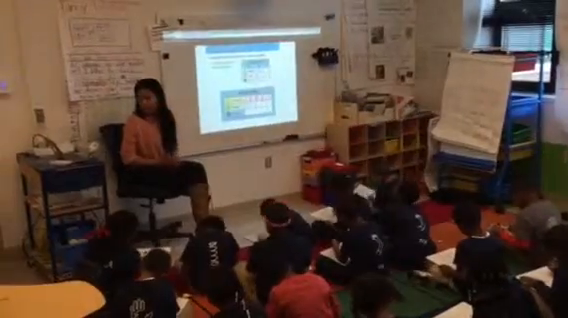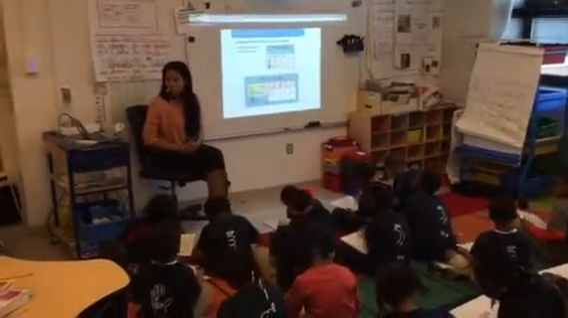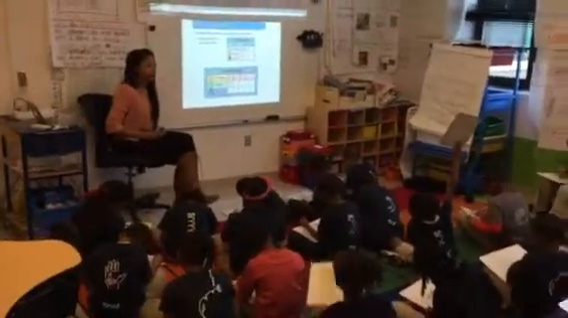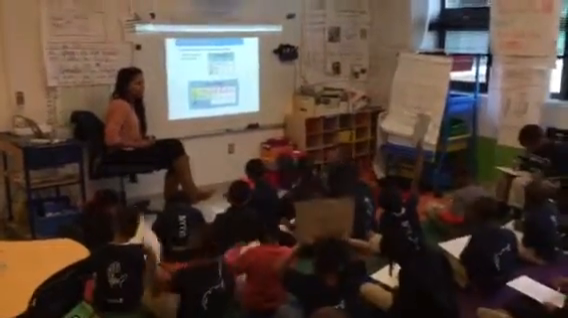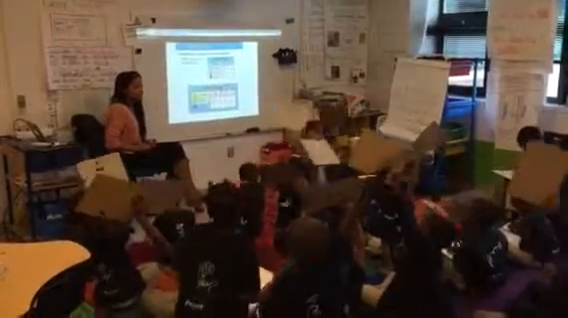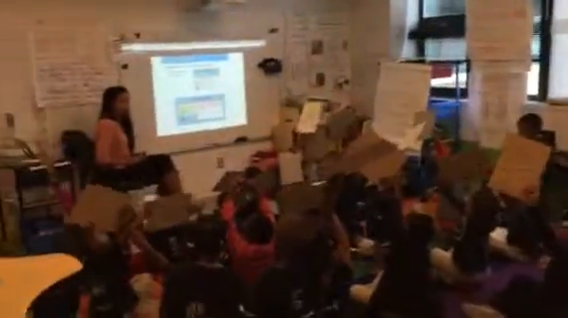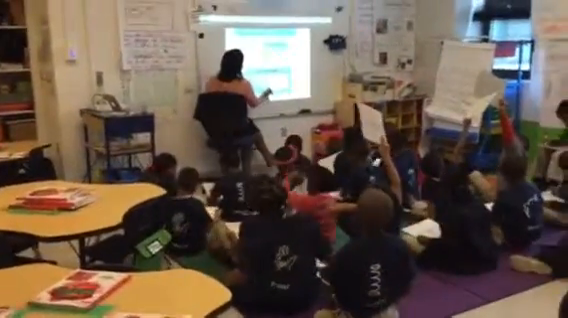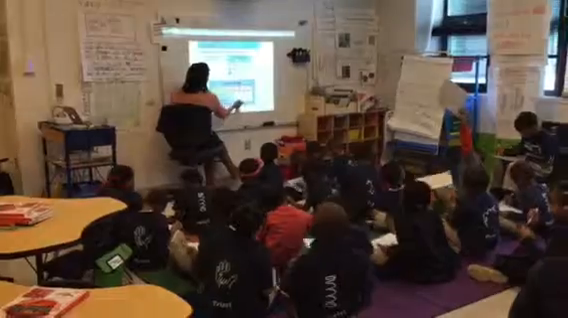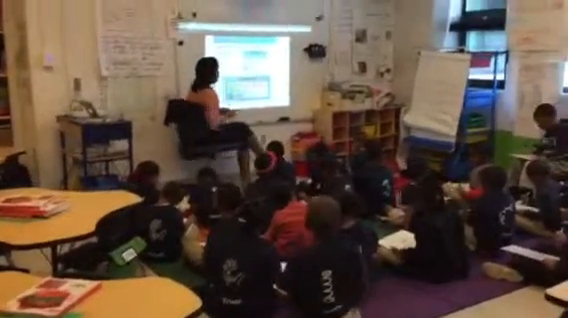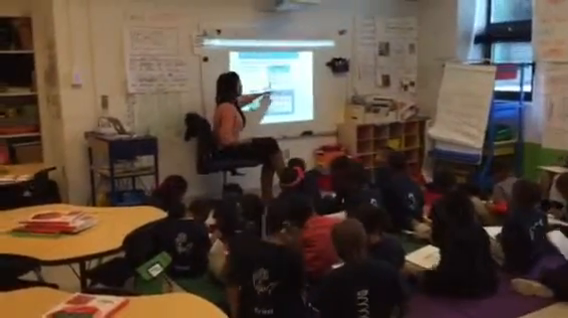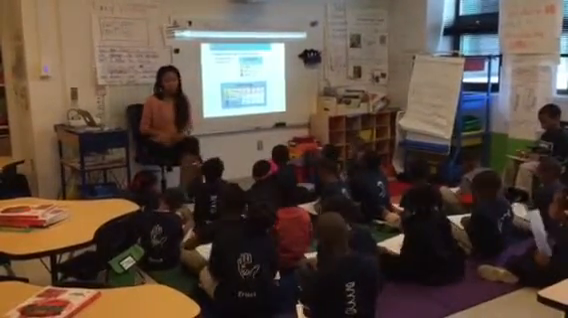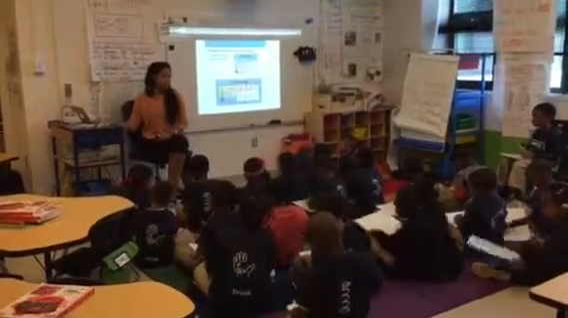Let's see. Boards up in 5, 4, 3, 2, 1. Boards up. Almost everyone's board is up. Good job. Blue row, green row. That's right. So how many squares should I draw? 3. 1, 2, 3. I am drawing 3 squares in my pictograph because my data shows me that 3 people voted for squares. Boards down.